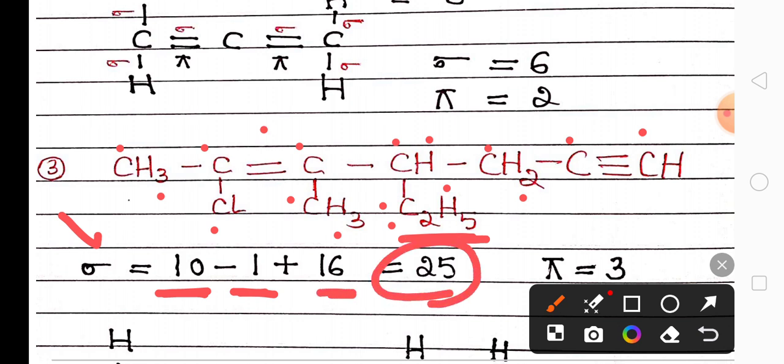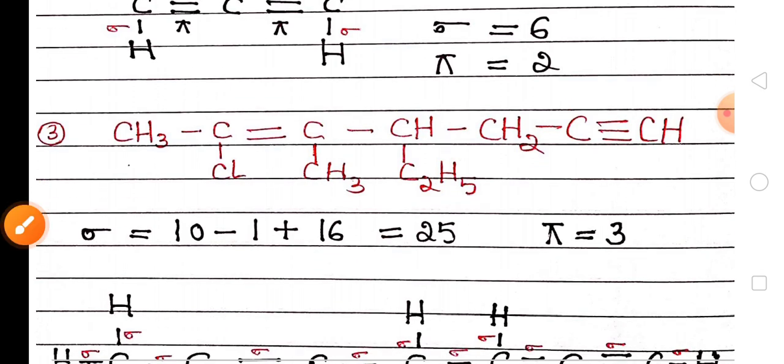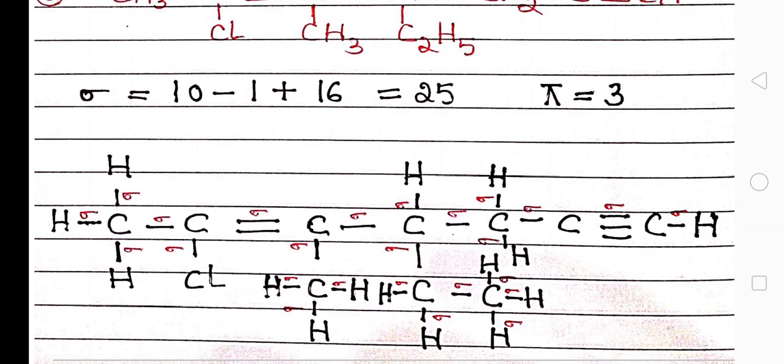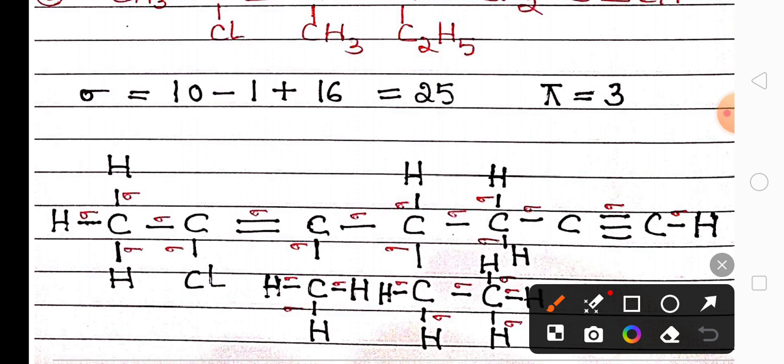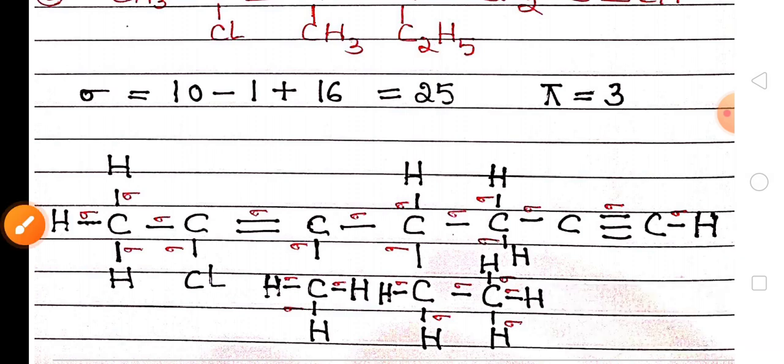So we will get the total number of sigma bonds. And pi bonds: among this double bond, 1 pi bond. Among this triple bond, 1 sigma and 2 pi. So there are 3 pi bonds. When you expand the structure, you will come to know. So there are a total of 25 sigma bonds and 3 pi bonds.